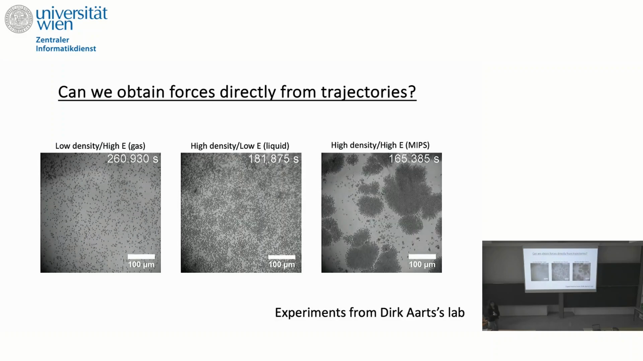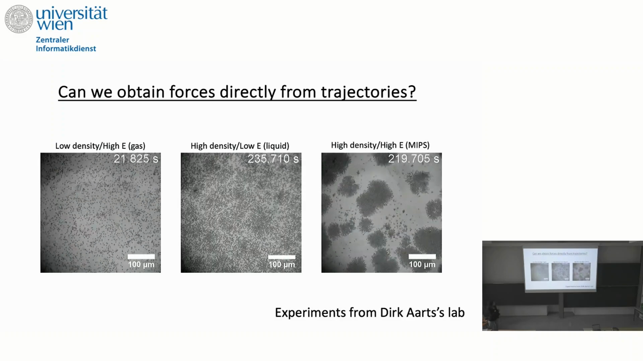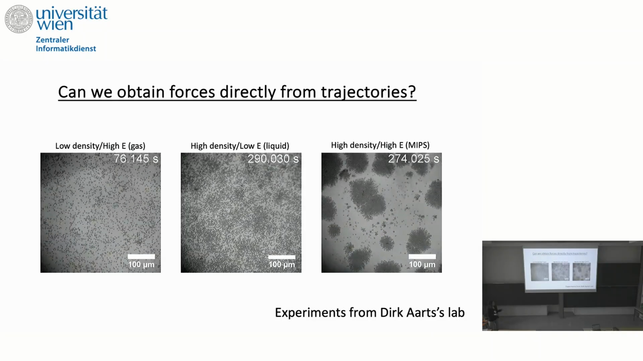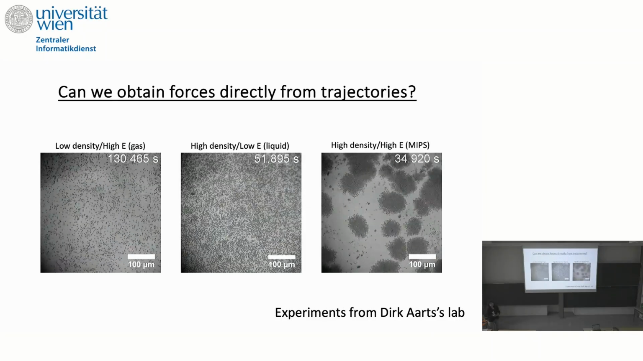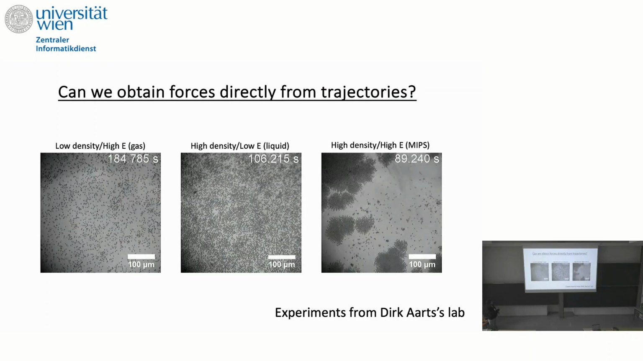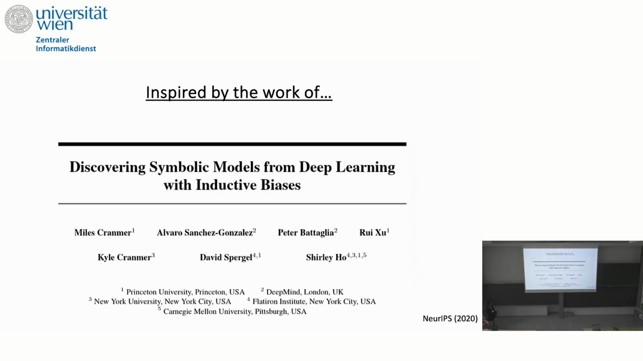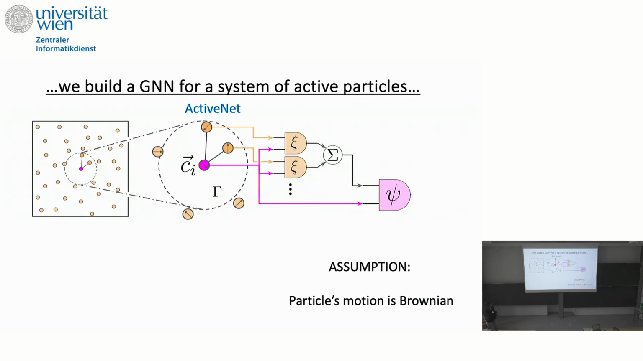I'm talking about trajectories because nowadays most experiments rely on confocal microscopy. So from an experimental point of view, we do know the particles' trajectories, but then our question was, can we really use this information to extract forces acting between synthetic active colloids? We were inspired by the work of Kramer and co-workers, who use deep learning with inductive biases to learn forces. They are astrophysicists, so it's a completely different field. But the idea was to use deep learning with inductive biases to learn forces, and that's what we actually did.